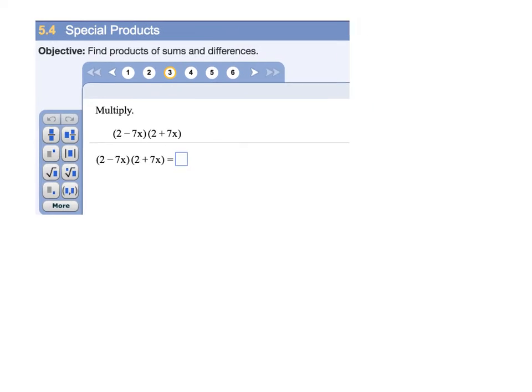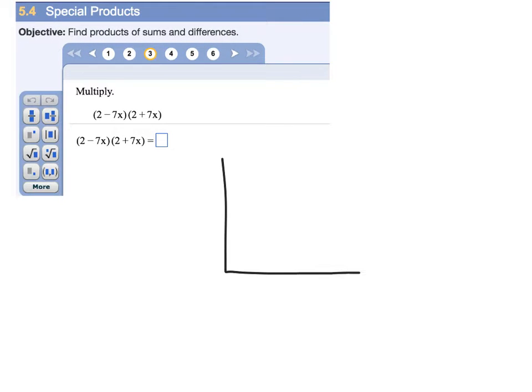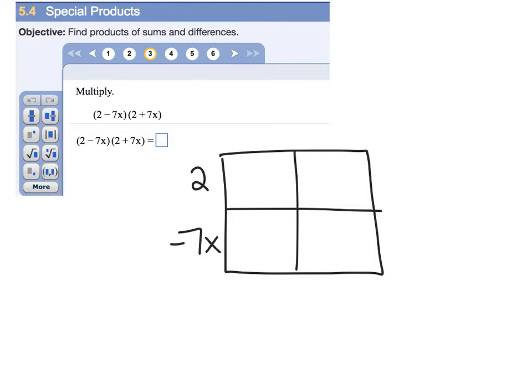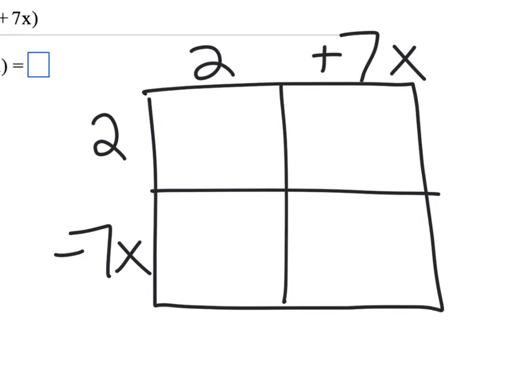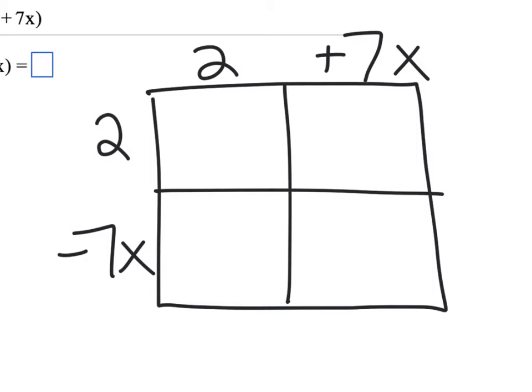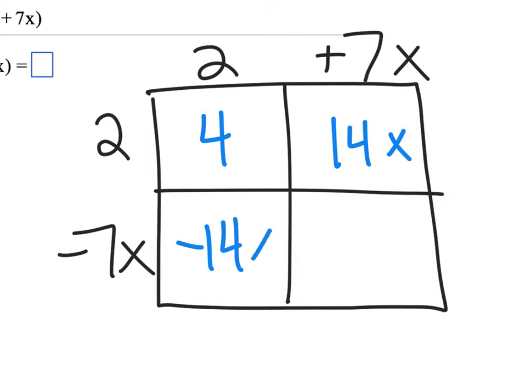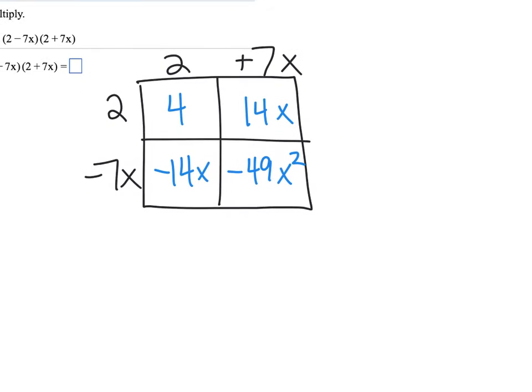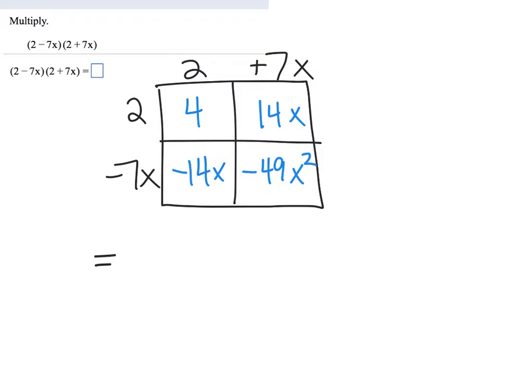And then again, we're going to make our little area model. They're just giving you some practice. So it's 2 minus 7x, then 2 plus 7x. Now we're ready to zoom in and do our multiplication. Right here is 4, right here is 14x, right here is negative 14x, and right here is negative 49x squared. If you need, take a moment, pause the video, and figure out how I got those answers really quickly. And when you're ready, let's simplify. So 4 has no like terms. It stays the same.